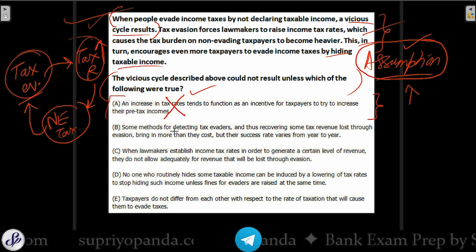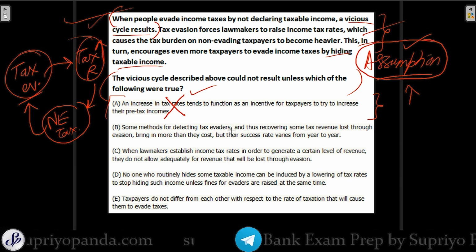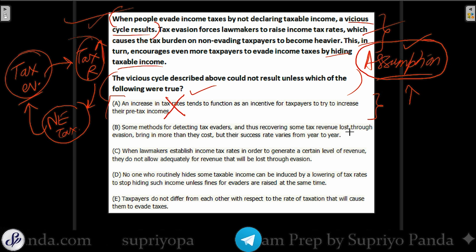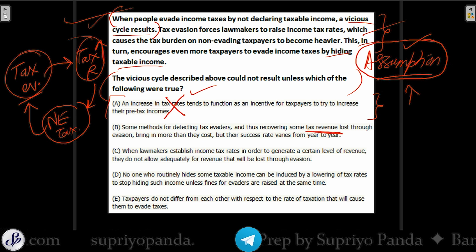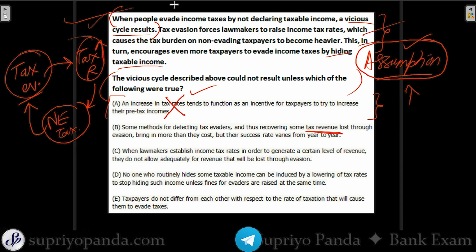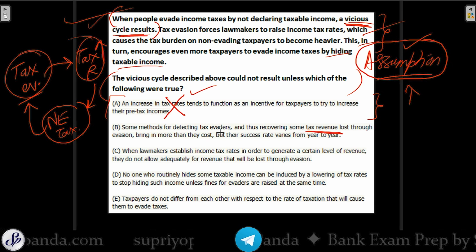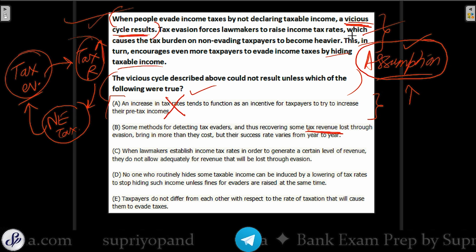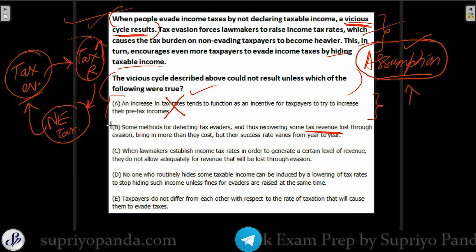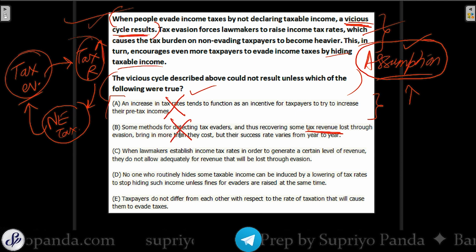So if this is true, that you have some methods for evading the tax evaders, then if those methods are actually working, then your tax revenue which was lost, the government can get back again. So this means that using this, the tax revenue can be actually got back by the government. But do we want that back? No, because our argument actually wants a vicious cycle. So think about it. If this is true, then this vicious cycle will not happen, because the tax revenue that was lost, the government is actually getting it back, right? So if this is true, then this entire vicious cycle will fall apart. So that is why this B is also not true.